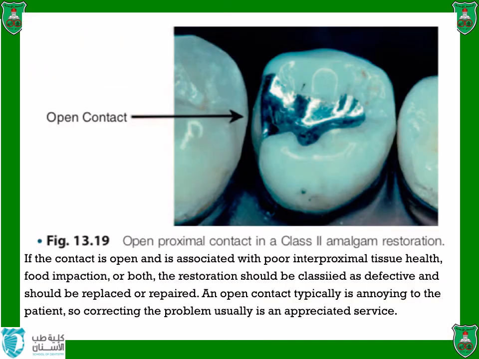So again, if you have an open contact, you don't have the snap effect of floss, or with the shim stock it indicates more than a 50 to 100 micrometer opening, it's better to replace the restoration or repair it depending on the restorative material that you are using. If the open contact is not corrected, then you will have a food accumulation problem in the gingival tissue, and it will be annoying for the patient. So you need to treat it immediately.